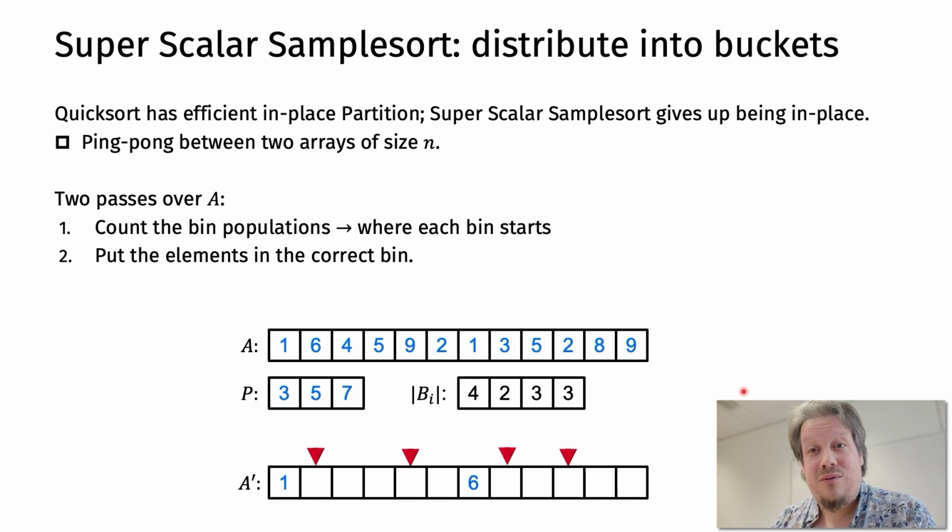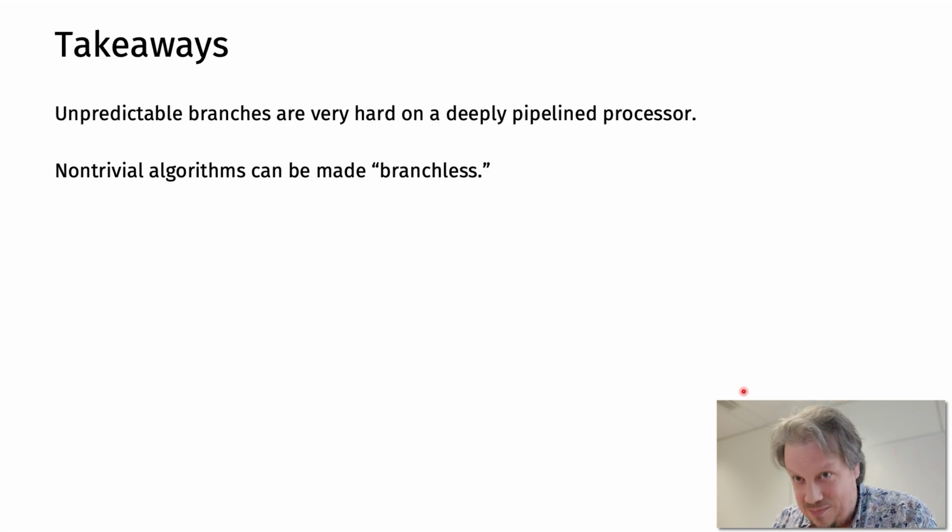There are, of course, experiments in the paper. I encourage you to look at those, but that's not really something I want to do in this video. I just wanted to mostly tell you about how bad branches are for a deeply pipelined processor, but that this is not the end of the world, and this is actually something that you can be smart about, and that non-trivial algorithms can be made branchless in this sense, in terms of control dependencies. And I think this is really fun. That's one thing I wanted to show you with this video.